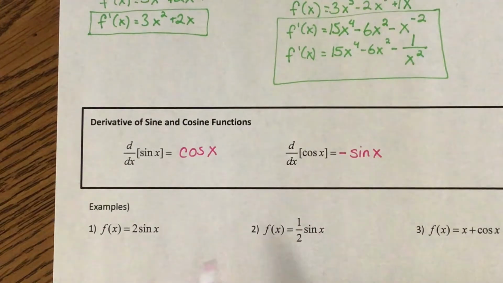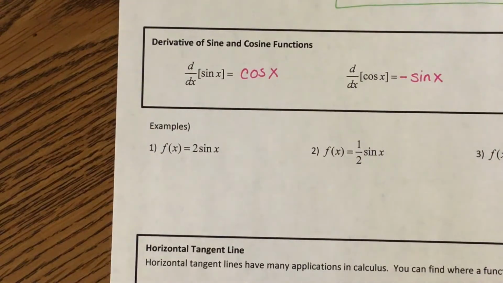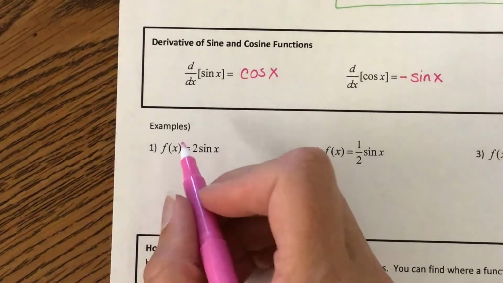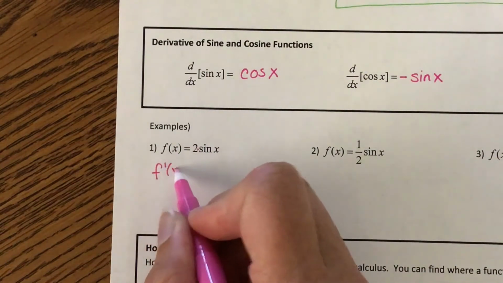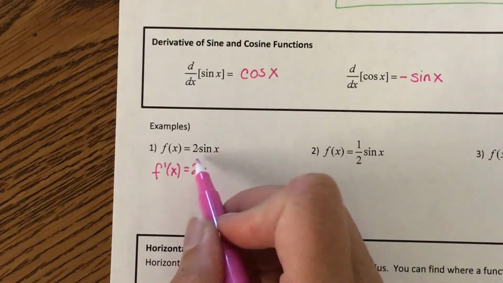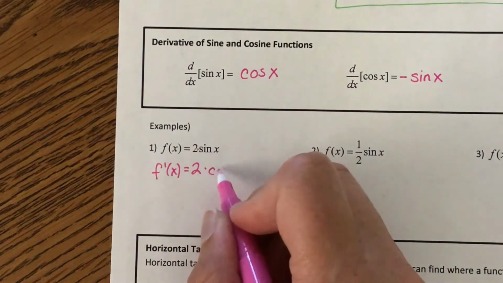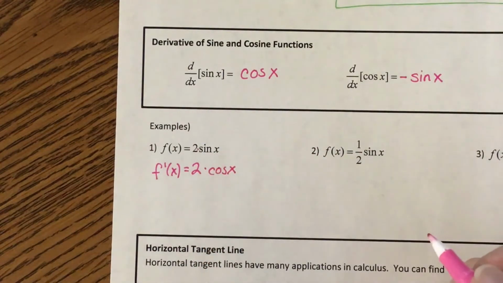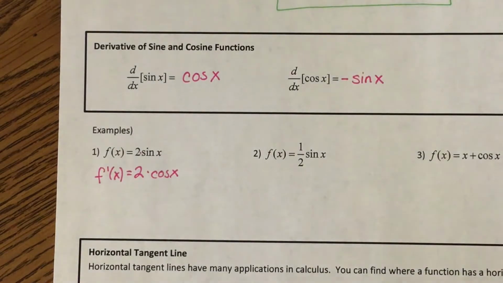Okay, we've got a couple examples here, well, 3 examples. So number 1, f of x equals 2 sine of x. That's the same thing as 2 times the sine of x. So f prime of x is going to be 2 times whatever the derivative of sine of x is. Derivative of sine is cosine, so 2 times cosine x. And we are done.